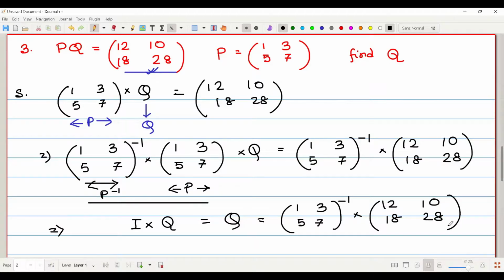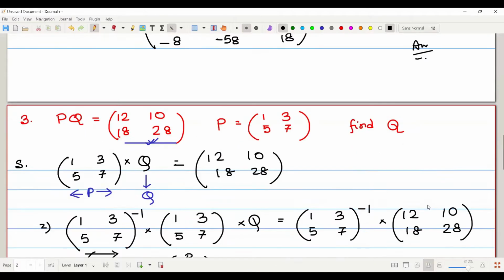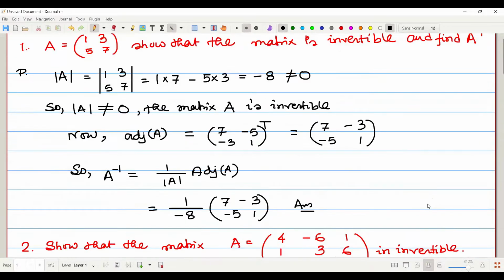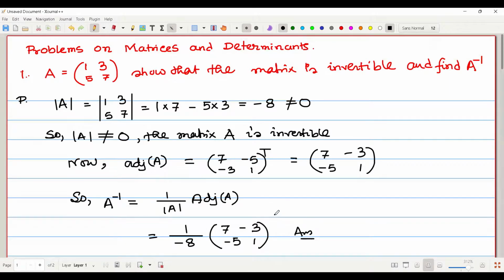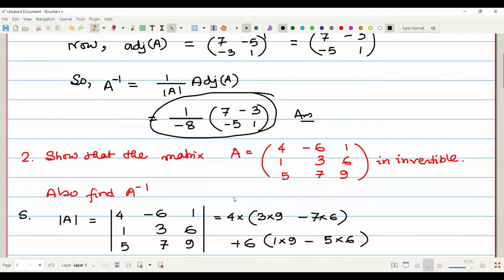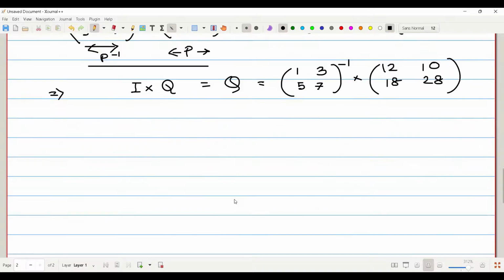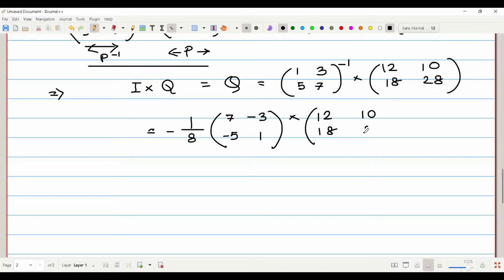Now look at the [1, 3; 5, 7] inverse. Already we have found that one is the inverse of the matrix [1, 3; 5, 7], so we can write it here also. So that one is minus 1 by 8 times [7, minus 3; minus 5, 1] into [12, 10; 18, 28].